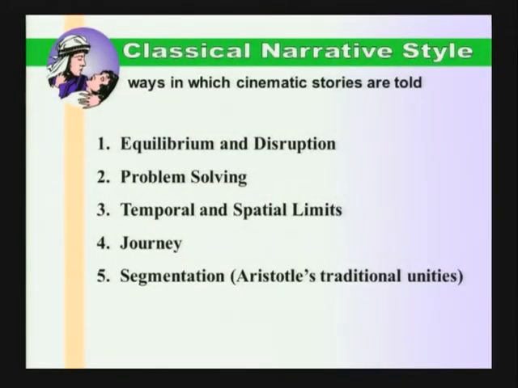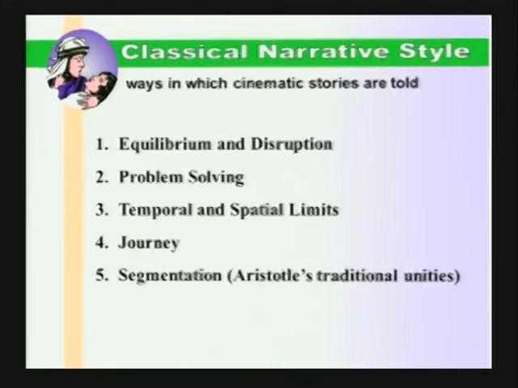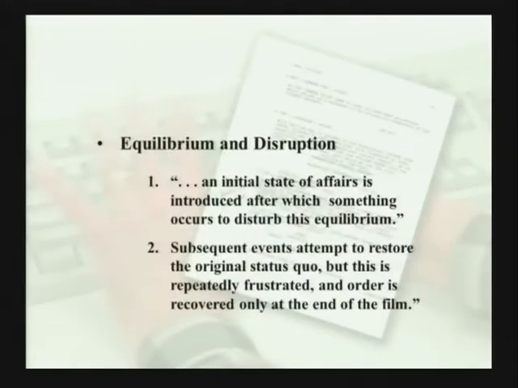Okay, the classical narrative style. This is very significant here. This is the ways in which cinematic stories are told. And these are the significant points right here. The first one is equilibrium and disruption. What is that? Well, according to our book, it is an initial state of affairs is introduced after which something occurs to disturb this equilibrium. In other words, everything's fine.